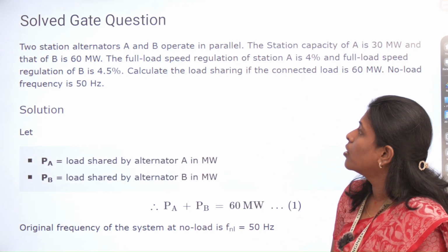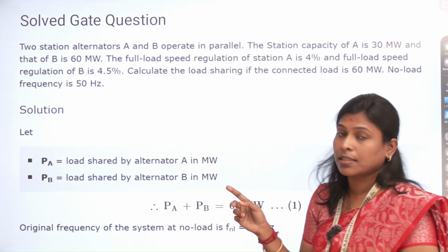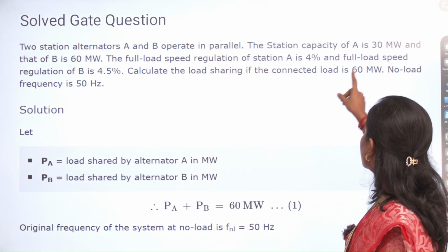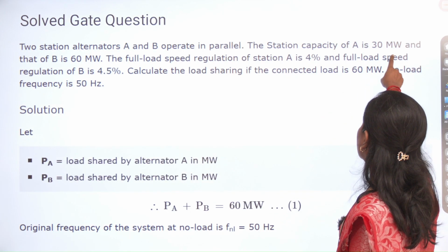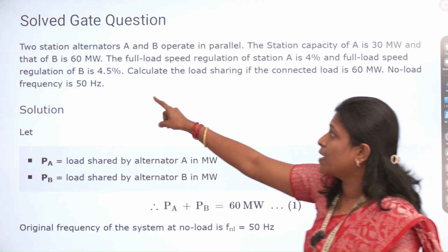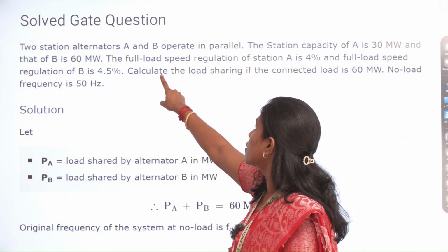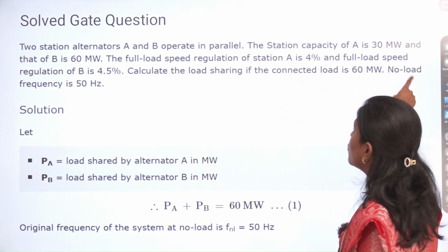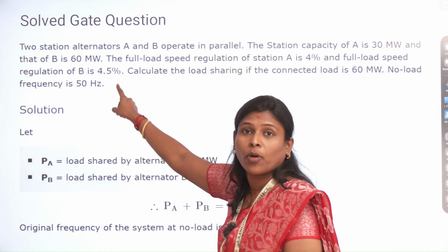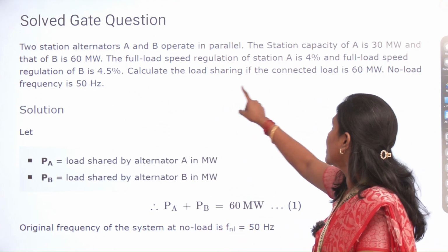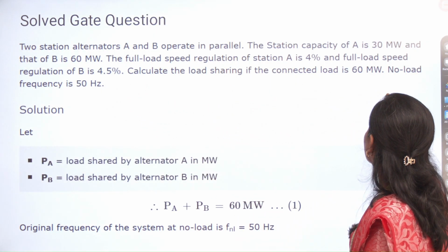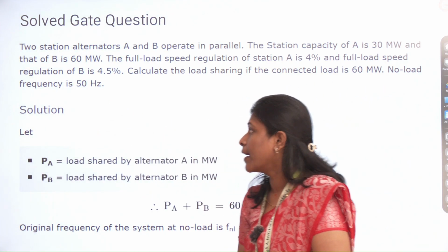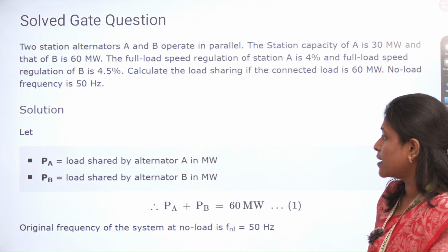The question is: two station alternators, alternator A and alternator B, operate in parallel. The station capacity of A is 30 megawatts and that of B is 60 megawatts. The full load speed regulation of station A is 4% and that of B is 4.5%. Calculate the load sharing if the connected load is 60 megawatts and the no load frequency is 50 hertz. Let's see the solution.